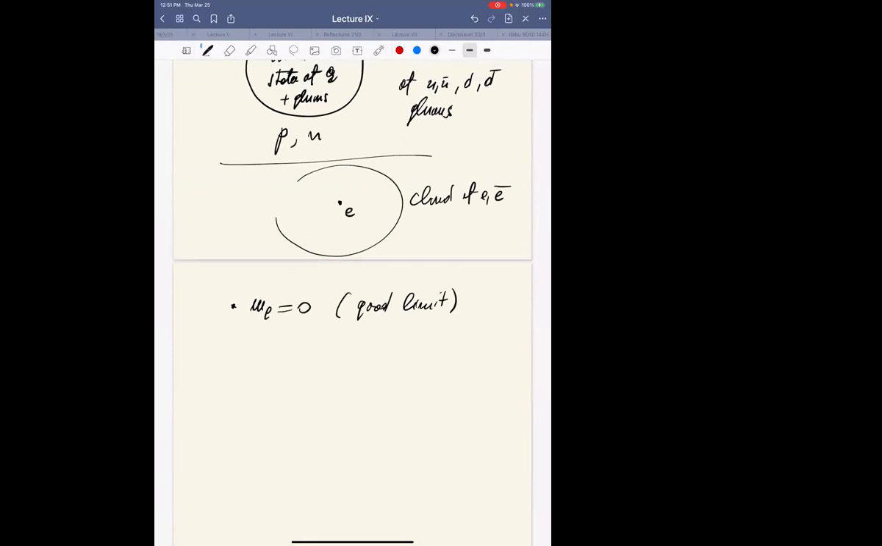It would be nice if I had time. I mean, this is something that Alexei should have talked about, deep inelastic scattering. He must have talked about it. Who's going to tell me that he did or he did not?